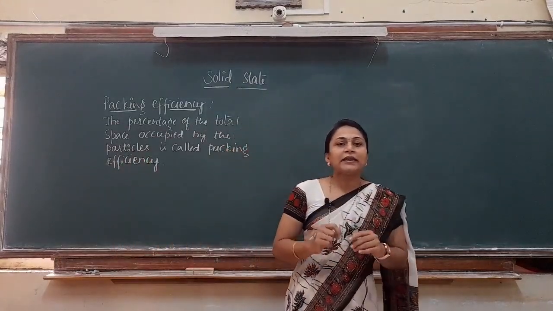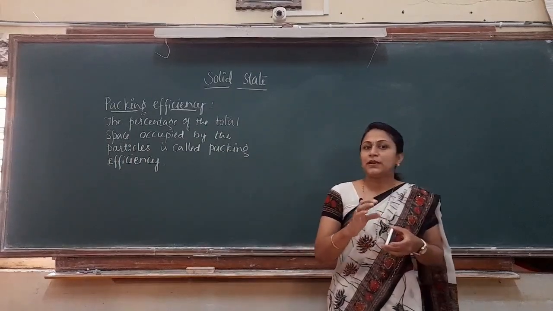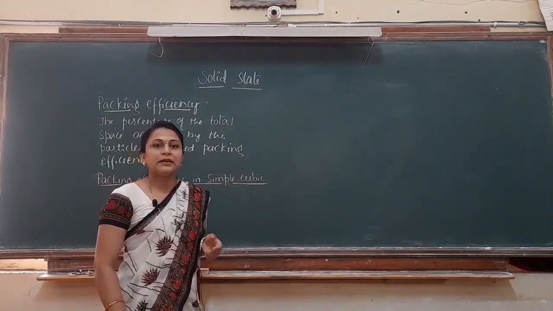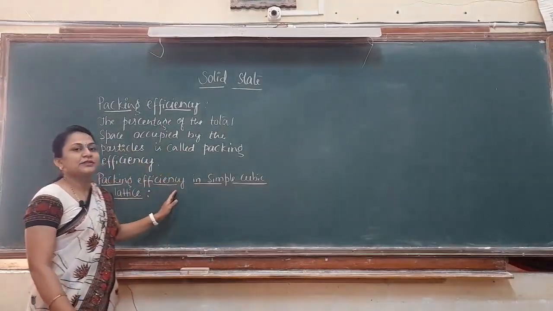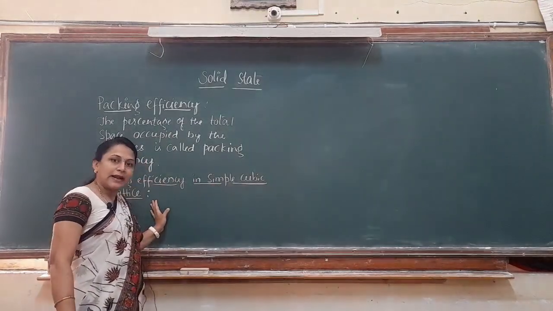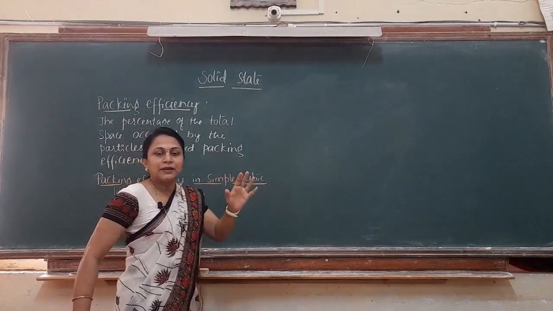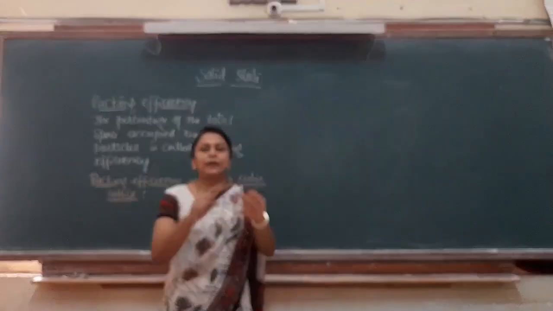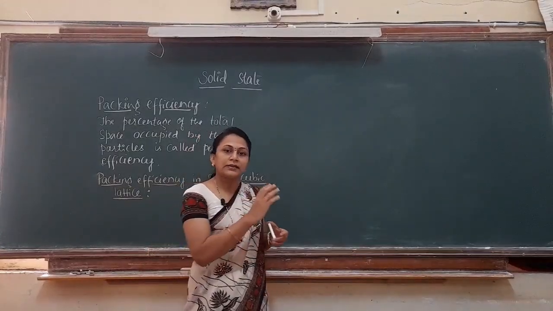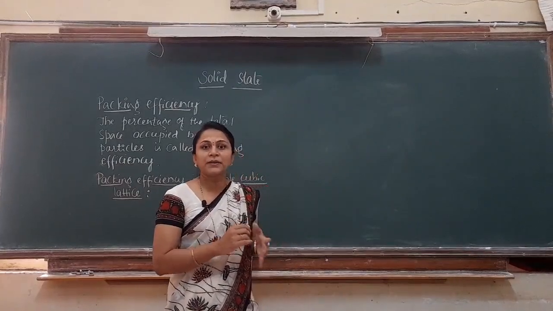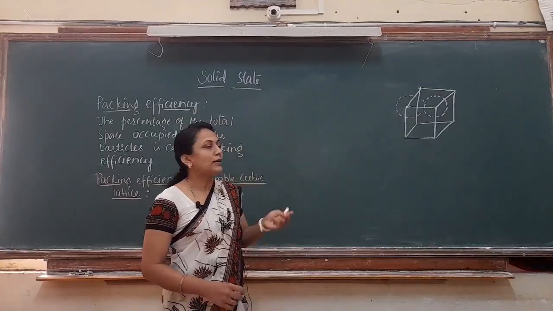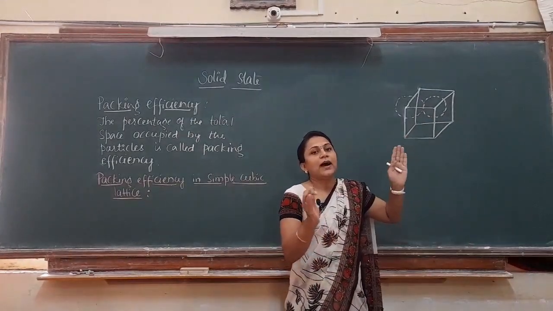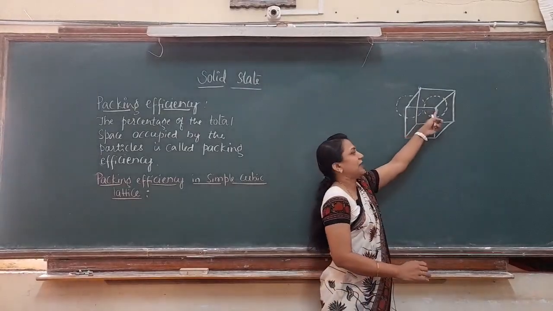Today we will discuss the packing efficiency in three different cases. The first case is the packing efficiency in a simple cubic lattice or primitive unit cell. Simple cubic or primitive unit cell means the constituent particles are located only at the corners. Therefore, they are in touch with each other along the edge length.